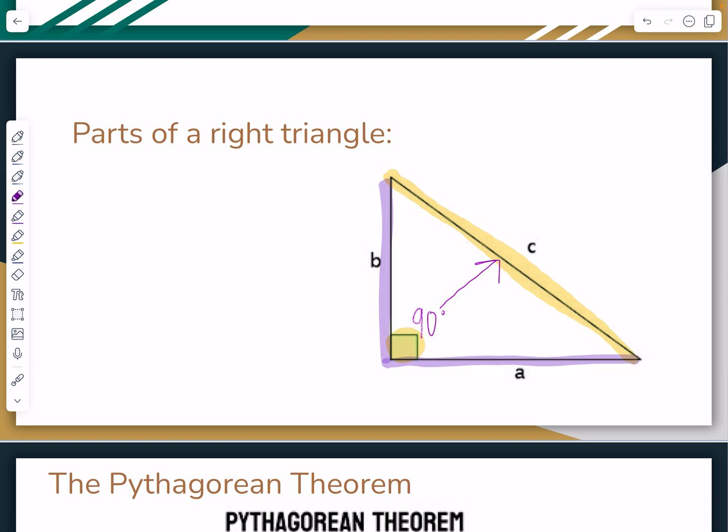So C is our hypotenuse. Leg A and leg B are both there. And we're going to call our hypotenuse the longest one, which is C. So that is our hypotenuse.